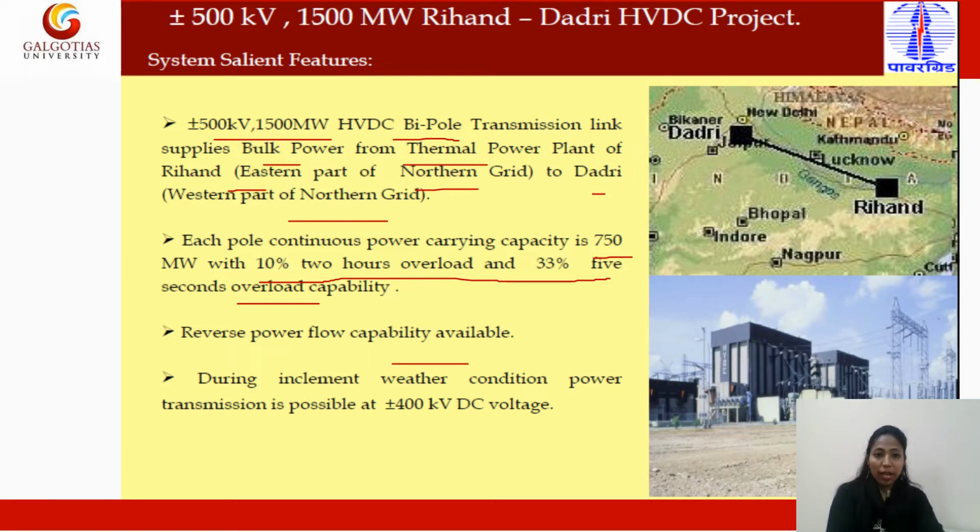Then during inclement weather conditions, power transmission is also possible at reduced plus minus 500 kV DC voltage. So this is also a provision in this project.